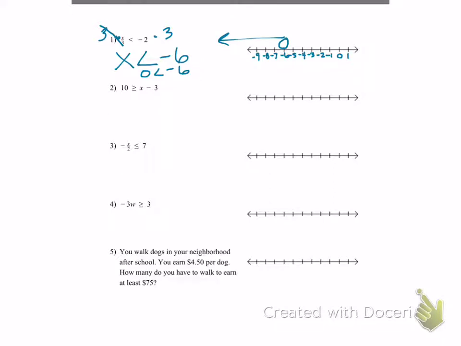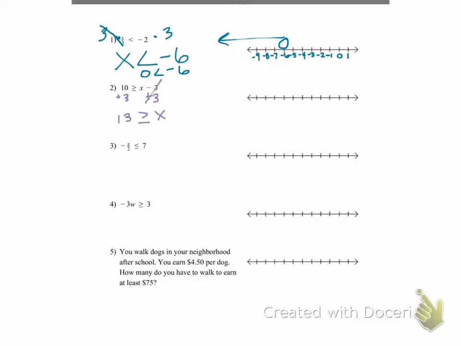So if I've got 10 is greater than x minus 3, I need to get rid of that -3 so I can get x by itself. So in order to get rid of that -3, I need to add 3 on both sides. So plus 3 on both sides. So I have 13 is greater than or equal to x. Okay, because these cancel out.